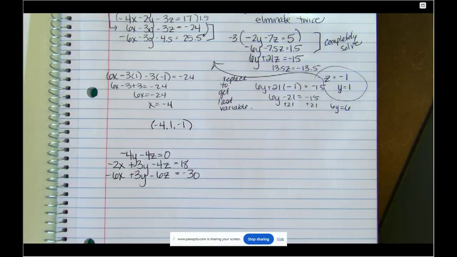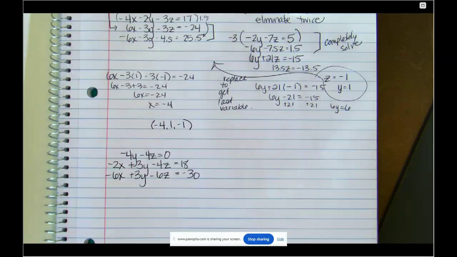Okay, so let me ask you this question. What's different about this one? Yeah, top one is shorter, doesn't have an x. The top one's already two variables. So if you play it smart, you only have to do one additional elimination.